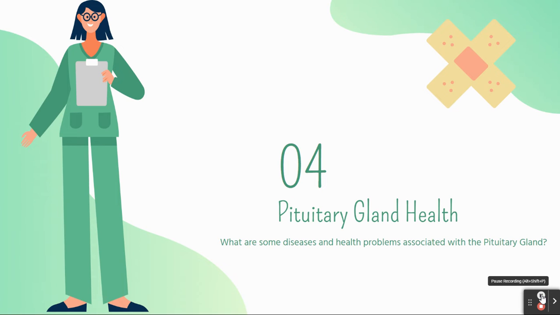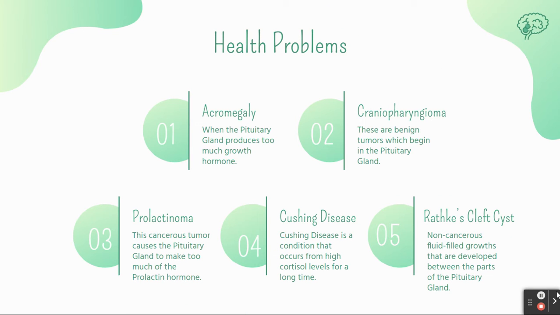Lastly, diseases and health problems associated with the pituitary gland. A health problem related to the pituitary gland is acromegaly, which is when the pituitary gland produces too many growth hormones. This causes an abnormal growth of the hands, feet, and face. It is caused by a non-cancerous tumor and is mainly existent in middle-aged adults.